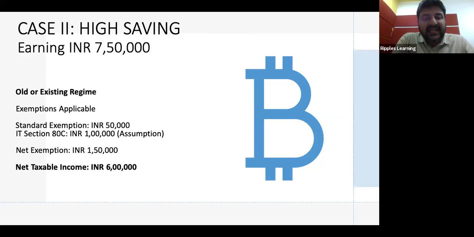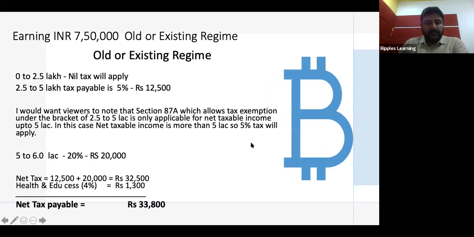The net taxable income is 6 lakhs. Let's do the calculation for this, right?